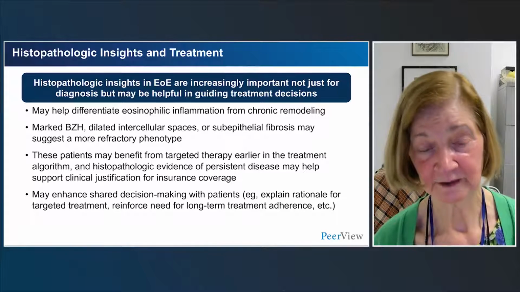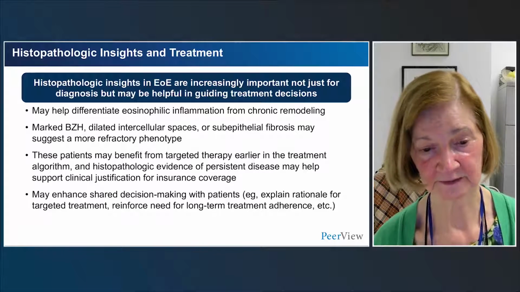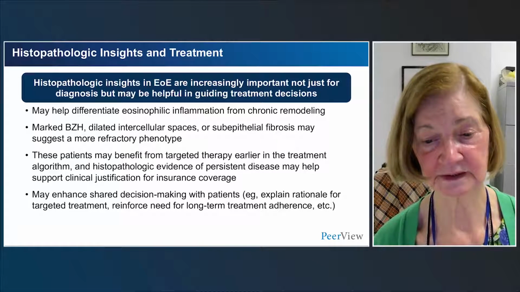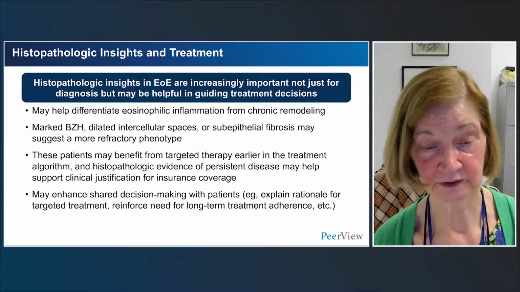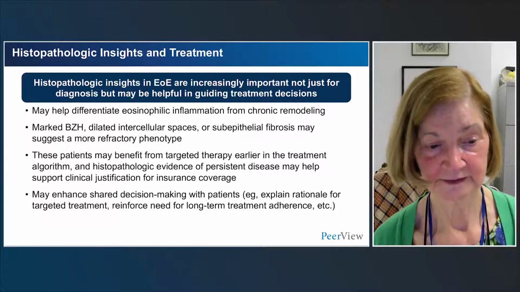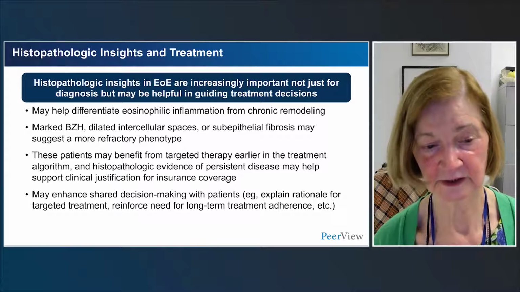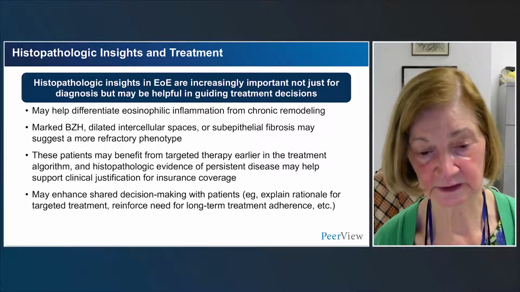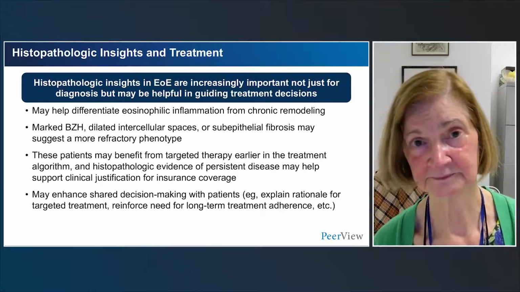These patients may benefit from targeted therapy earlier in the treatment algorithm, and histopathologic evidence of persistent disease may help support clinical justification for insurance coverage. And these insights may enhance shared decision making with patients. For example, explain the rationale for targeted treatment, reinforce the need for long term treatment adherence, etc.